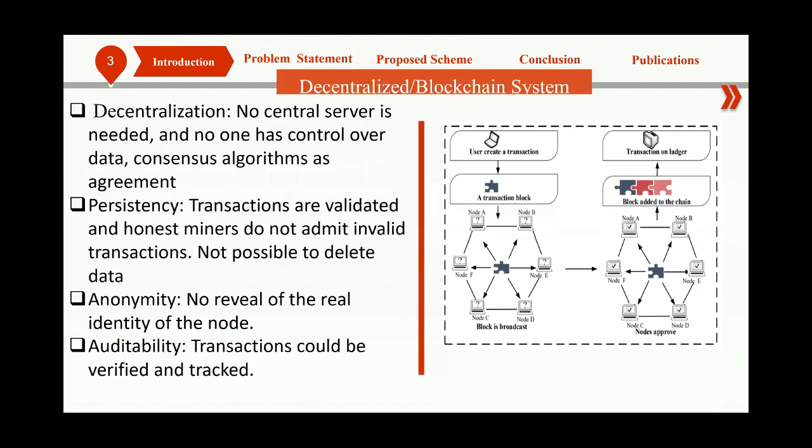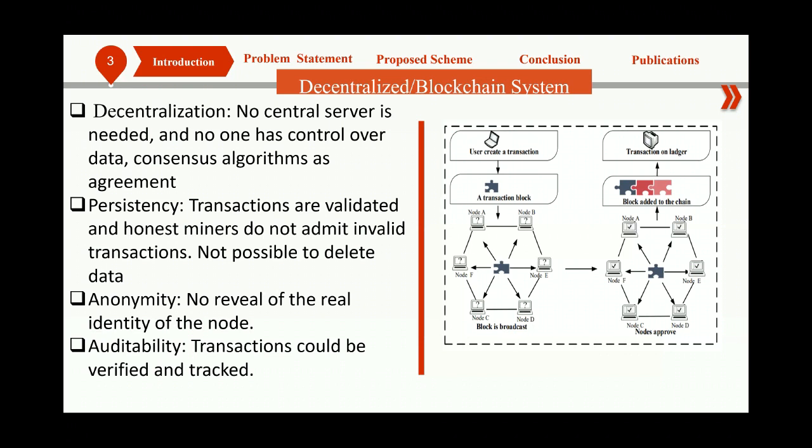So we also want to introduce a decentralized or blockchain system, because in our work we used a decentralized system. Decentralization means that there is no central server. There is no need for a central server as we used to have in the traditional way, and no one has control over the data. That is okay, because in that way there will be an agreement when someone wants to use, receive, or send information.